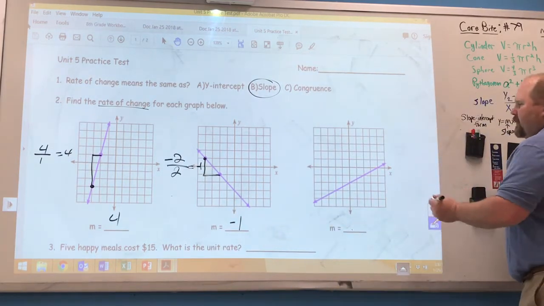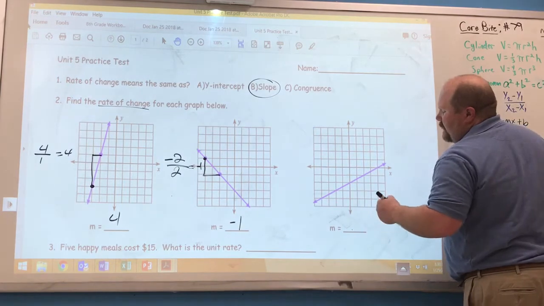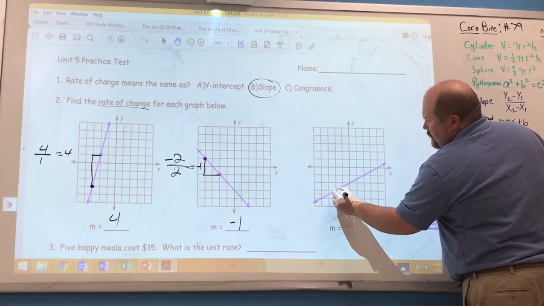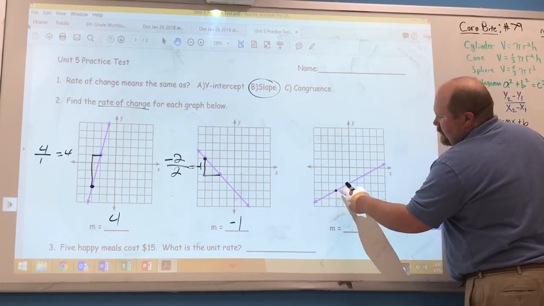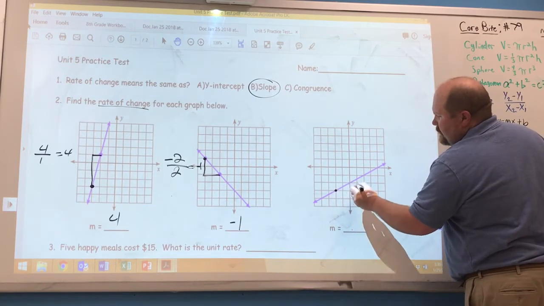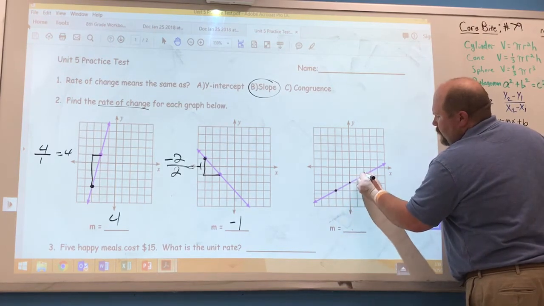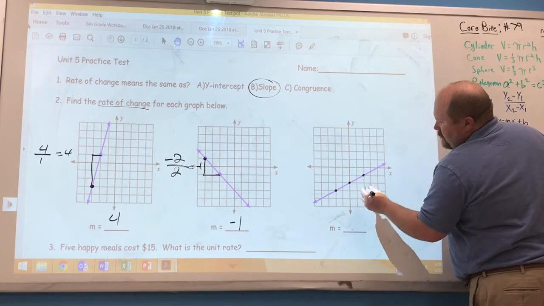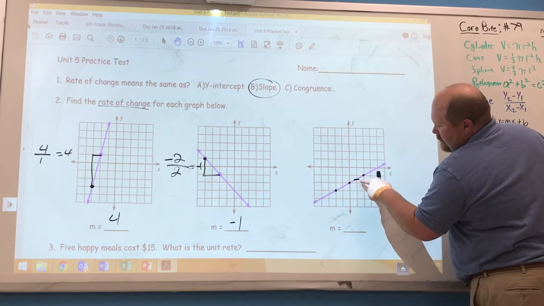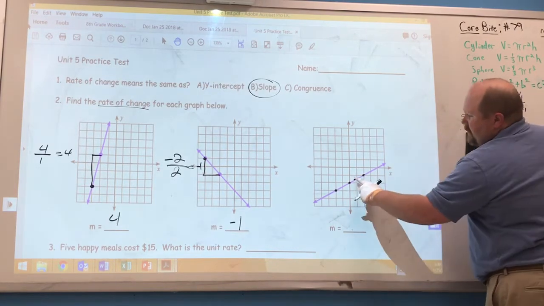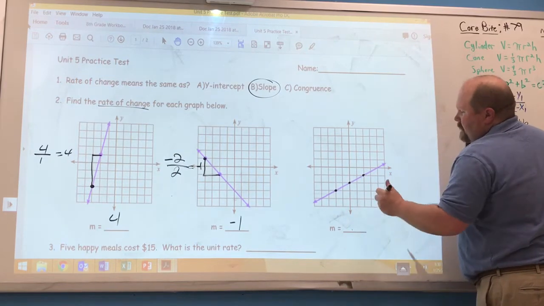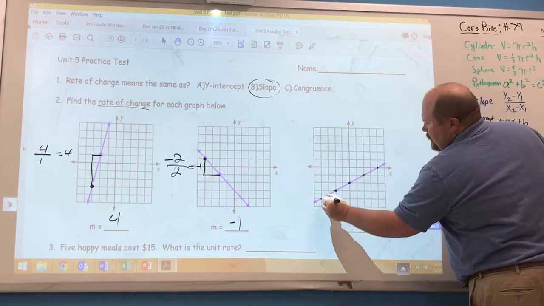Alright, on the right here, we don't have any points. We have to create our own points. So you want to use good points. They're going to be intersections where the function crosses at an intersection. So these are good points. Ones I would not want to use would be like this one right here. It crosses in the middle of a line. That's not a good point. You wouldn't want to use that one.